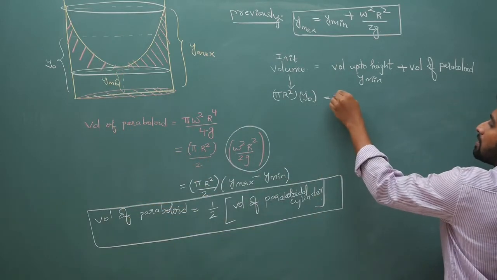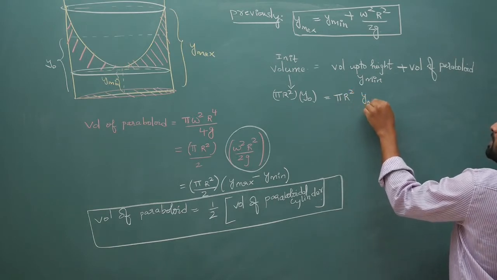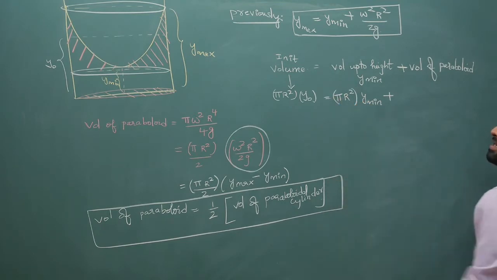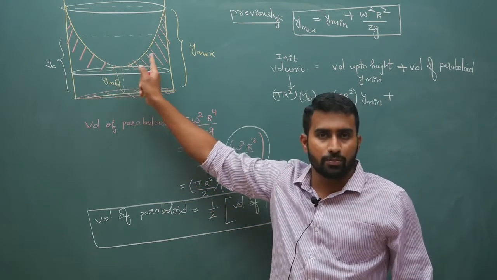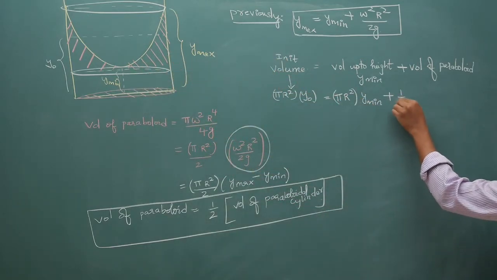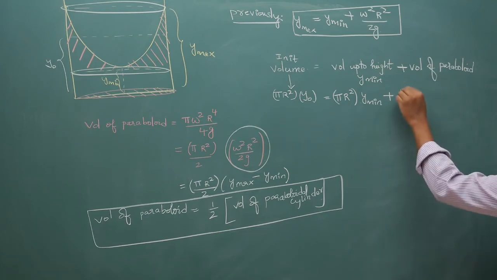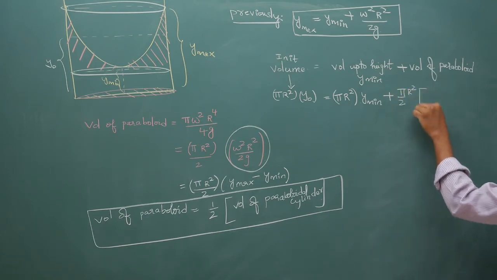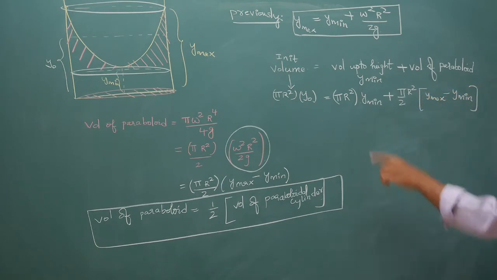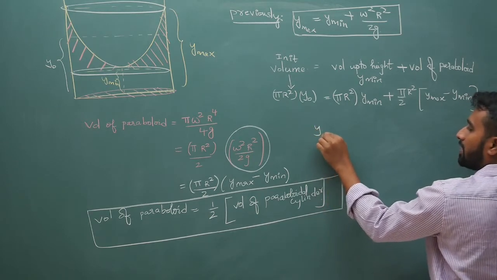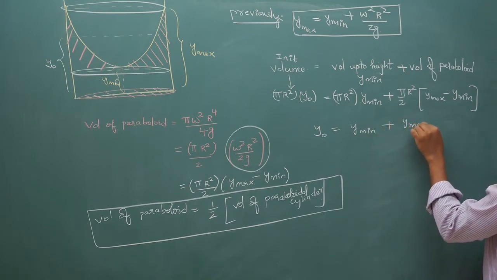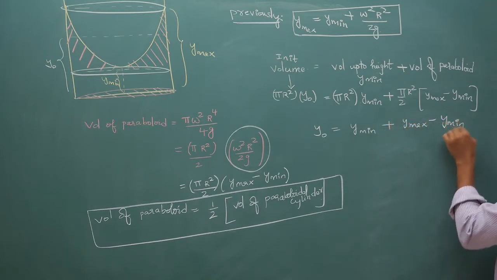So that will become pi r square into y min, which is the volume up to height y min, plus this pink color portion of the paraboloid. That pink portion volume, as we have just seen, is half of pi r square times y max minus y min. Pi r square will cancel off. So what you are going to get is y naught equal to y min plus y max minus y min by 2.